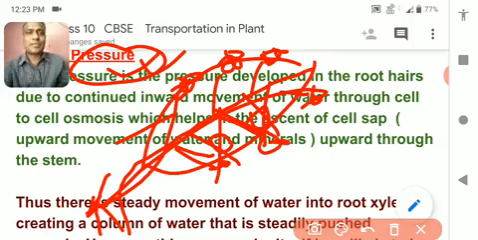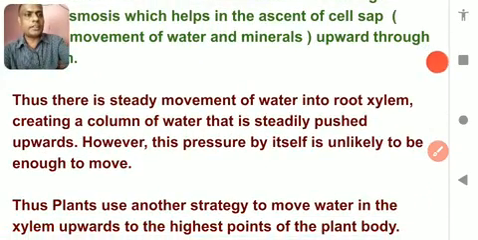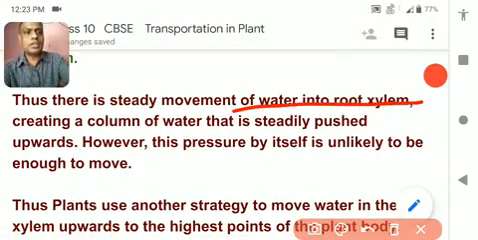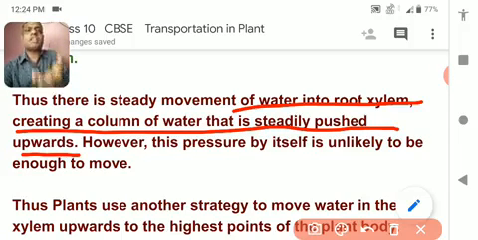Understood? That's why you have seen so many times the water droplets on the surface of the leaves during early morning. Understood? I have already mentioned here, there is a steady movement of water into the root xylem, creating a column of water that is steadily pushed up. Due to root pressure, the water is pushed up.